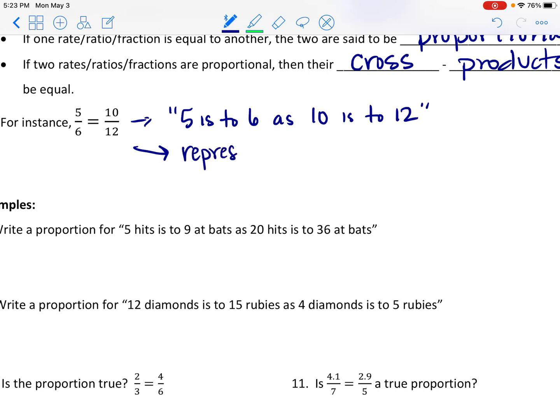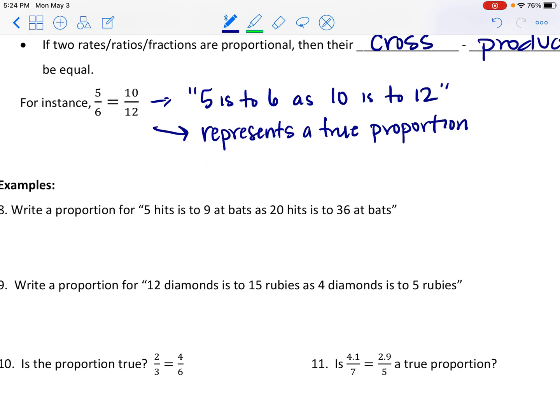And how do I know that it's a true proportion? It represents a true statement. I know this because if I was to cross multiply, if I was to find the cross products, they're going to be the same. So if I cross multiplied here, 6 times 10 makes 60. And if I was to cross multiply here, 5 times 12 also makes 60. That's going to happen every time you have one fraction equal to another. So I know that this represents a true proportion. I know that those two fractions are proportional because their cross products are equal.